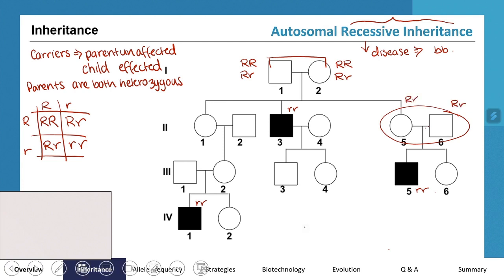Now that I've gone through the whole Punnett square business, the other types of inheritance patterns I'm going to whiz through a little bit. Let me know if you would like further clarification though.